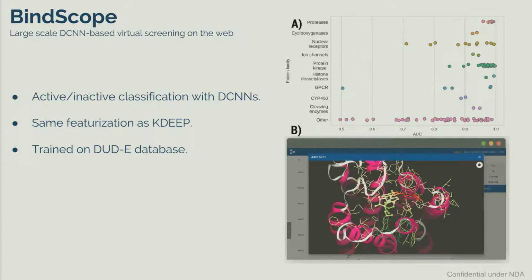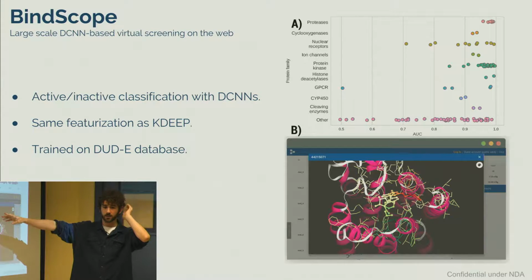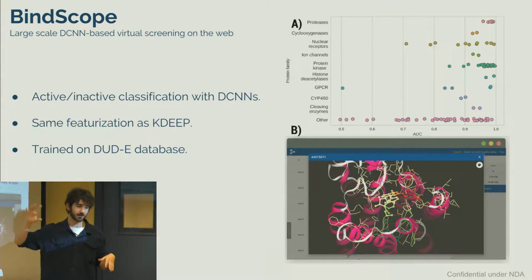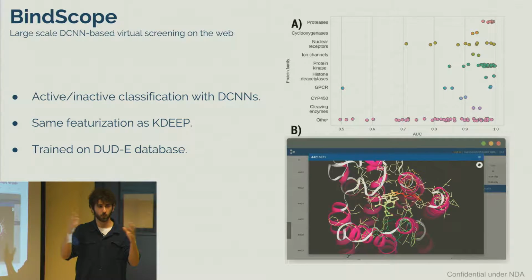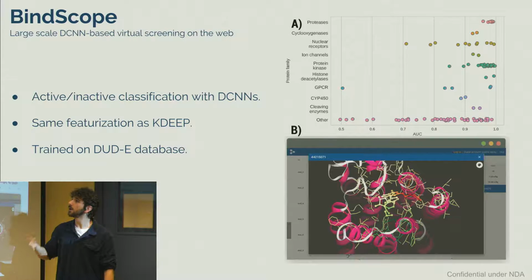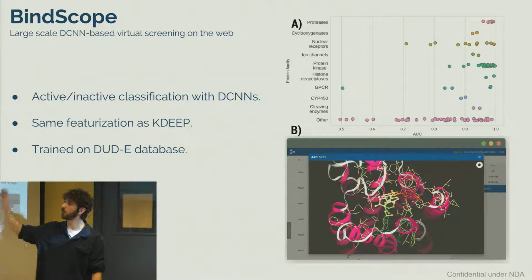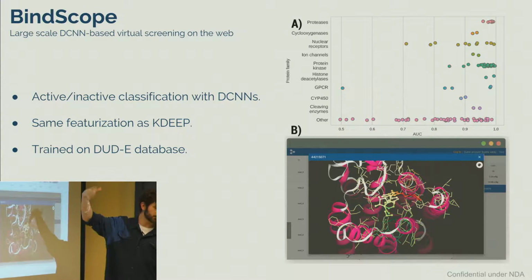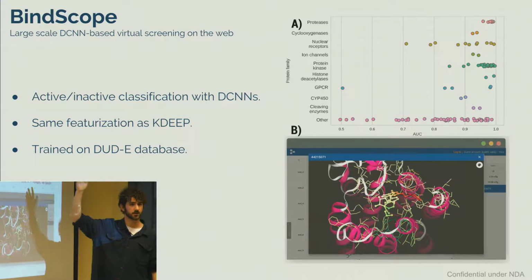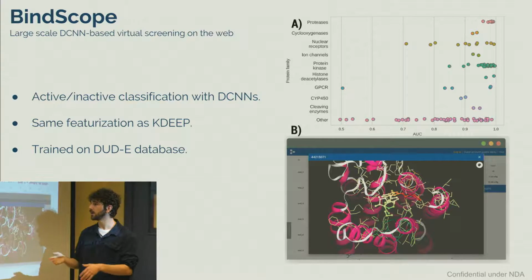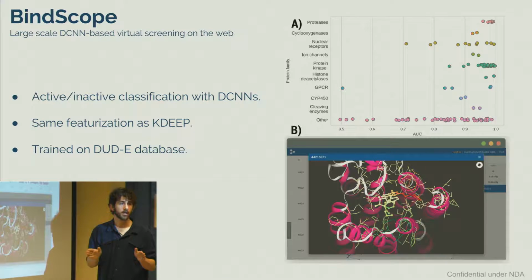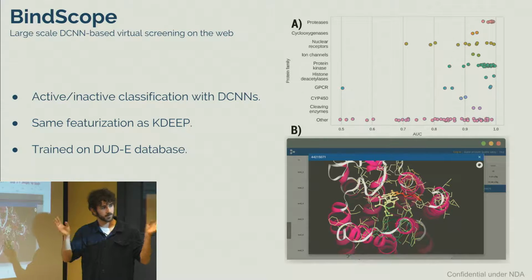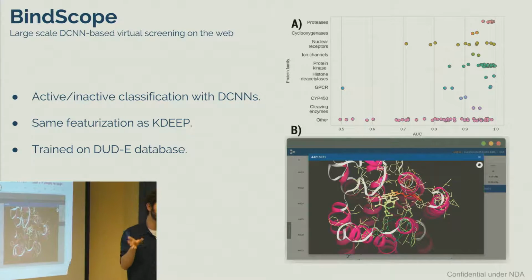Well, just going back a little bit to a previous step in the drug discovery pipeline, we also have BindScope, which has a broader scope even than Kdeep, where this is just focused on making active-inactive classification of ligands. It's also based on the same concept as Kdeep or DeepSite, with deep convolutional neural networks. But here it's only trying to differentiate if a ligand is going to bind into that protein or not, which is a different classification, a different problem from computing the affinity.